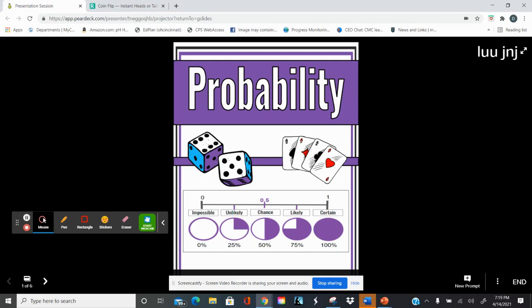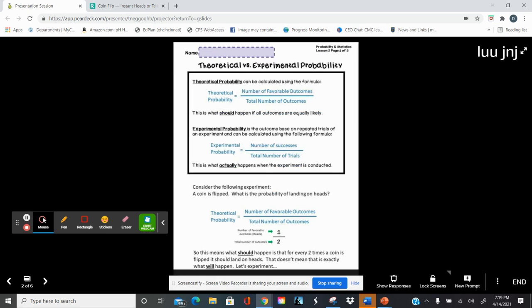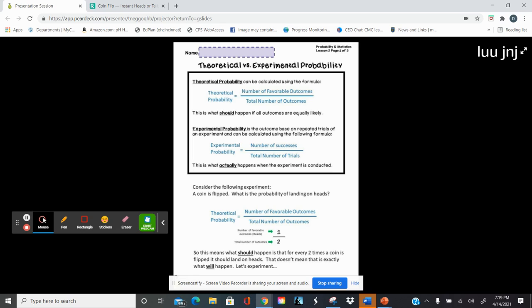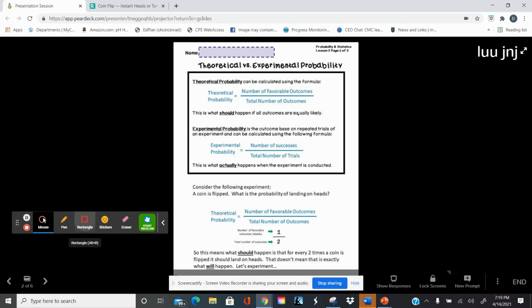Hey guys, so we are going to continue our conversation about probability. So the last time, for your last lesson, we talked about theoretical probability and we also talked about empirical probability. Those two things are in your notes.